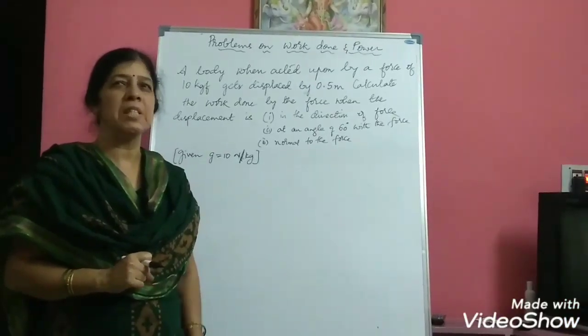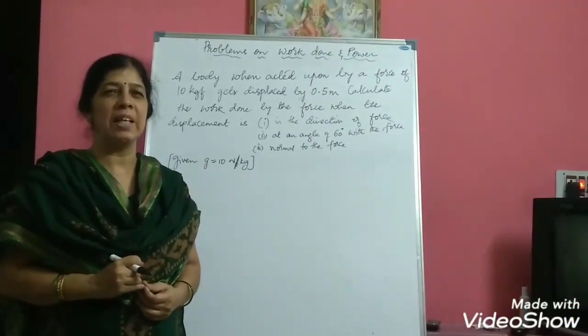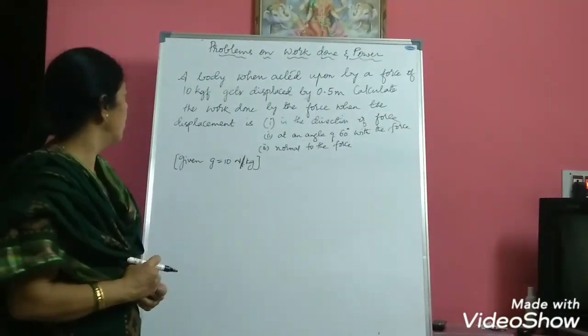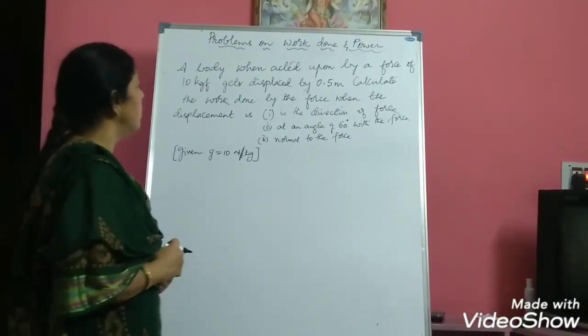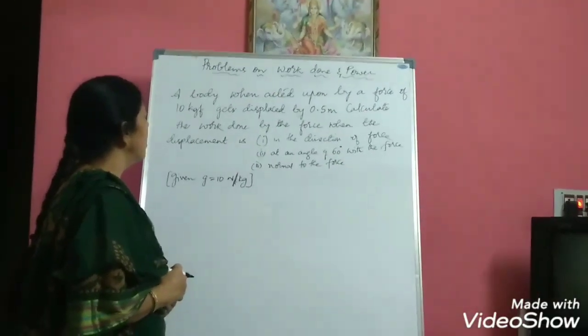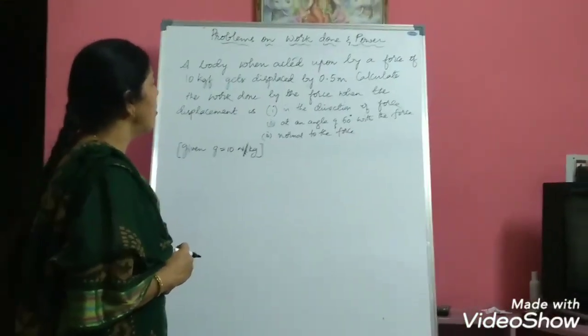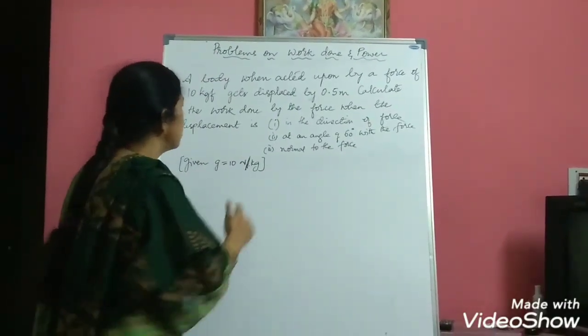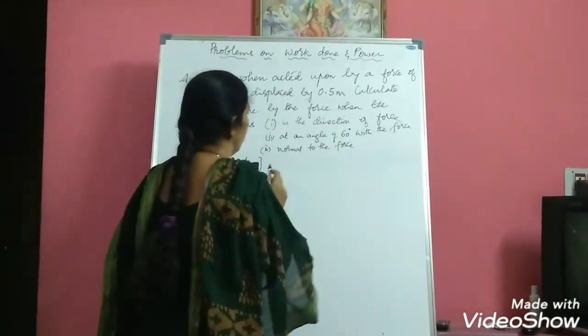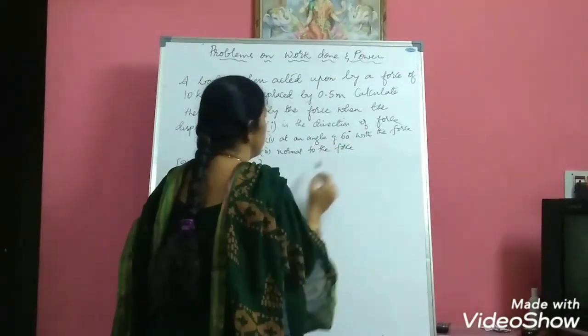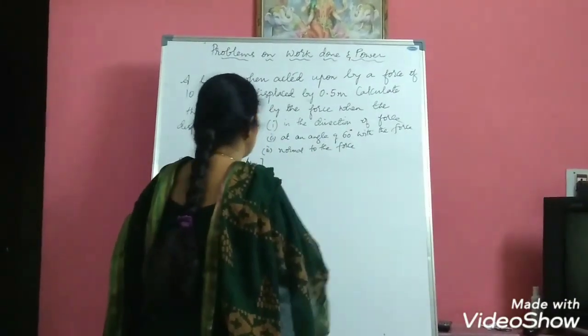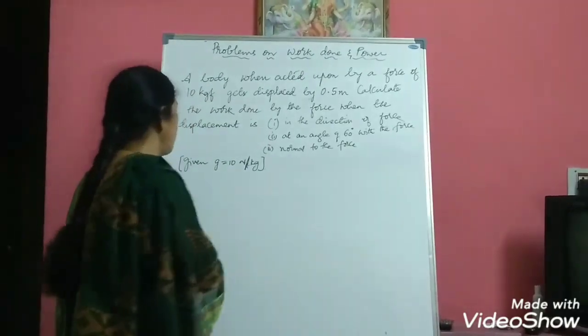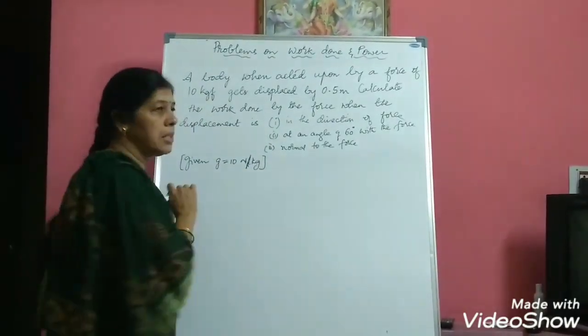Everyone. Today we shall solve some problems on work done and power. First problem. A body when acted upon by a force of 10 kgf gets displaced by 0.5 meter. Calculate the work done by the force when the displacement is in the direction of force, at an angle of 60 degrees with the force, and normal to the force. We are given the value of g as 10 Newton per kg.